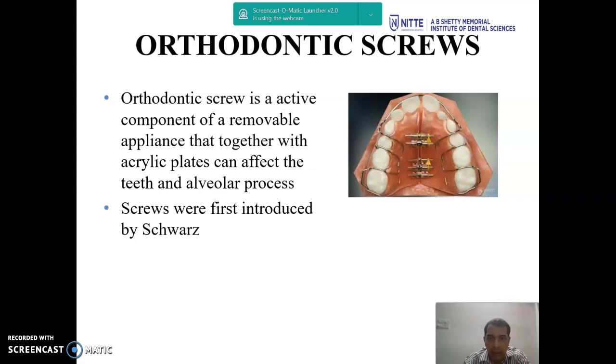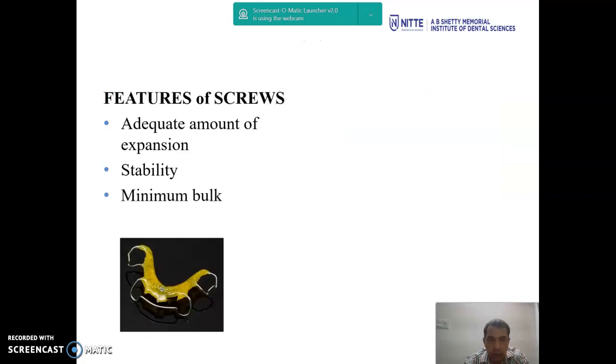Now in general with the removable orthodontic appliance, anchorage, this is a separate topic. Just like to add a note here, anchorage comes by selective trimming of the base plate. Make a note of this. Anchorage in a removable orthodontic appliance comes by selective trimming of the base plate. Screws were first introduced by Schwartz. The features of screws are they have adequate amount of expansion, they have good enough stability and minimum bulk.